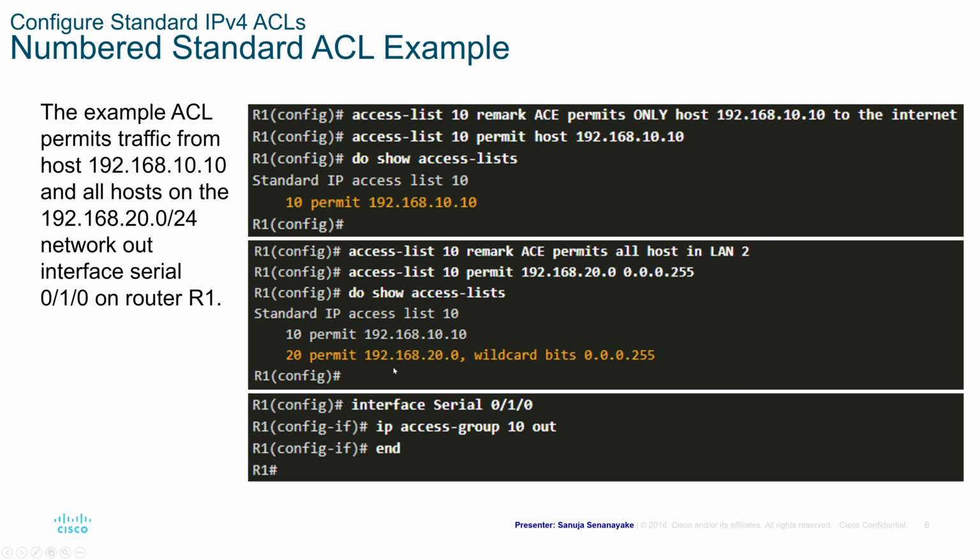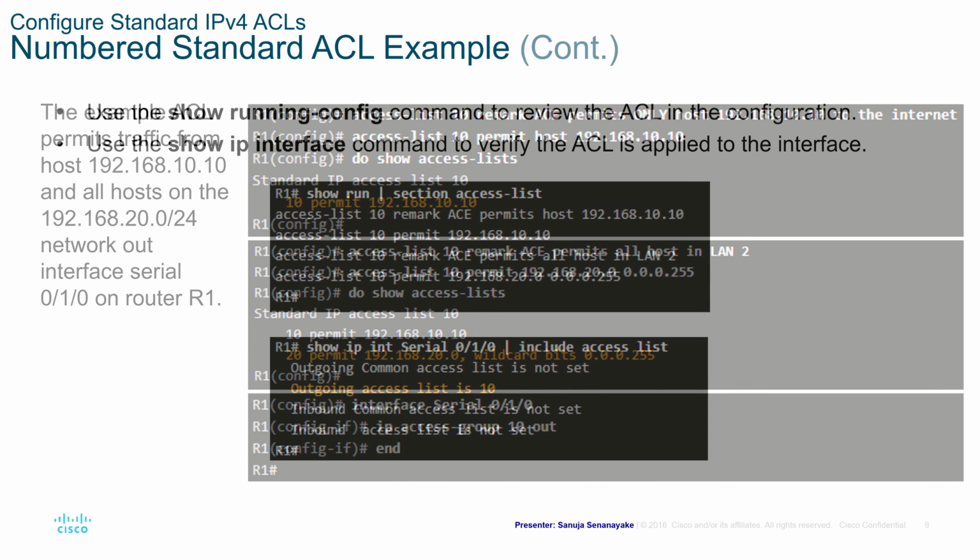To bind this information to an interface, we go into the interface configuration, in this case interface serial 0/1/0. That's the interface we're going to bind it to. We issue the command ip access-group 10, and then we enter out here. That dictates how the ACL is administered, whether in or out. In this case, it's out. So ip access-group 10 out basically means access list 10 will be applied to serial interface 0/1/0. That's how you create a numbered standard ACL and apply it to an interface.